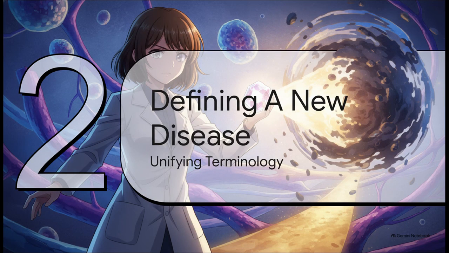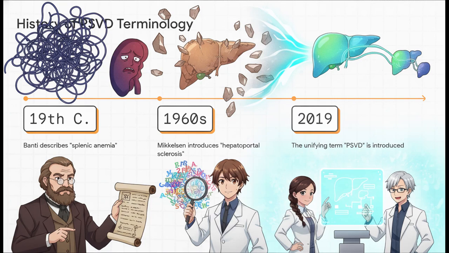Defining a new disease. Unifying the terminology. For over a century, this disease has been incredibly confusing to pin down, and getting a unified definition finally brought it out of the shadows. Historically, this was, well, a really messy space. Back in the 19th century, a physician named Banti noticed this phenomenon and called it splenic anemia because he figured the spleen was to blame.